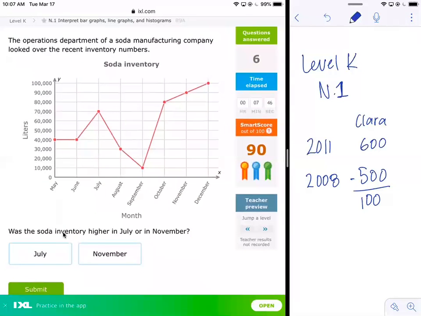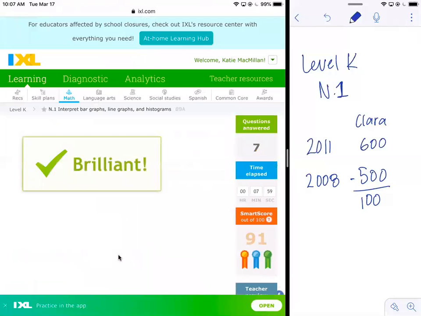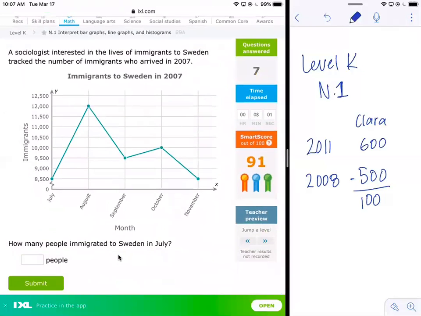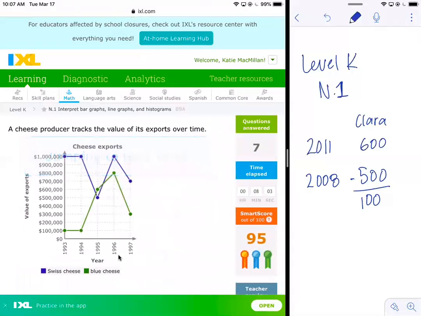So it says, was the soda inventory higher in July or November? So I'm gonna look at July. Here's July, 70,000, and then November here at 90,000. So which one's higher? November is higher. So I'm gonna select November and move on. Let's see if there's another level. Looks like there's one more level here.